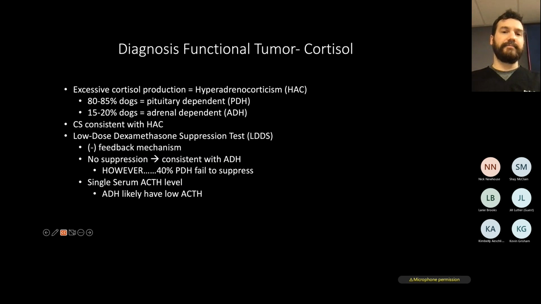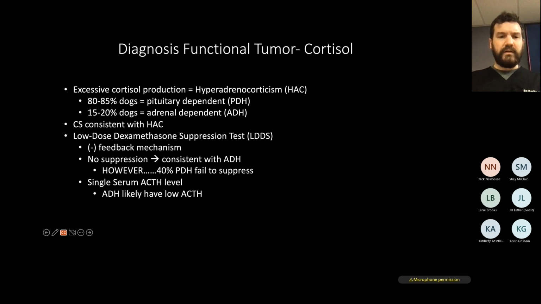So in terms of functional tumors, we'll talk briefly about cortisol secreting tumors. Any excessive cortisol production in the body over normal would be considered hyperadrenocorticism. Now, 80 to 85% of dogs with excess cortisol have pituitary dependent Cushing's disease. 15 to 20% of those dogs are adrenal dependent. And so with these dogs, we may actually see clinical signs consistent with Cushing's disease, rather than this being an incidental finding and us starting to work it up.